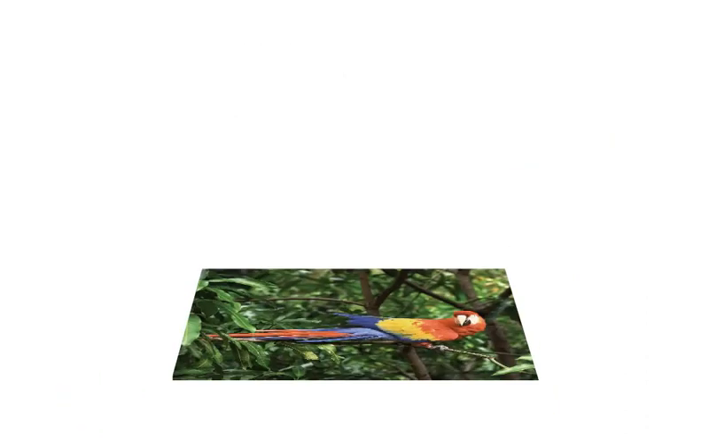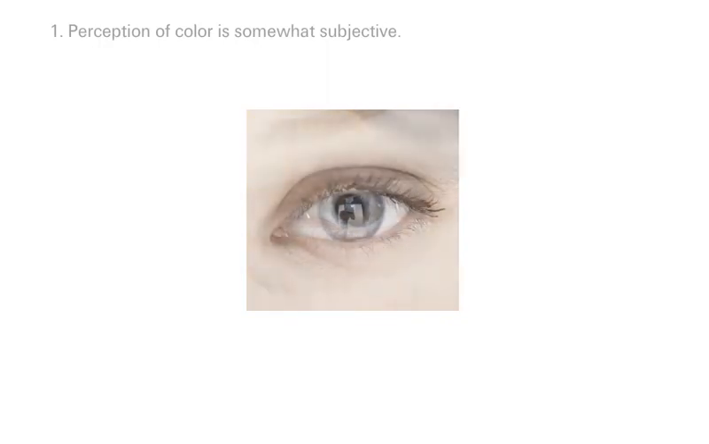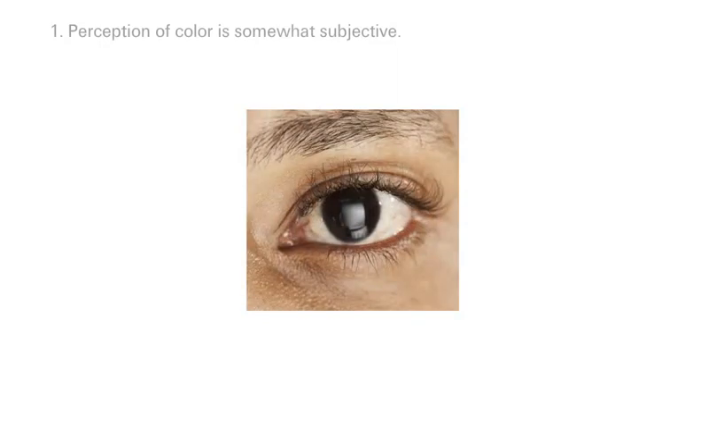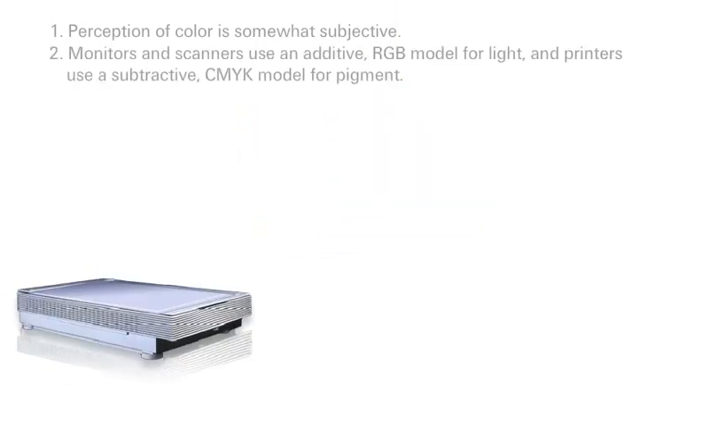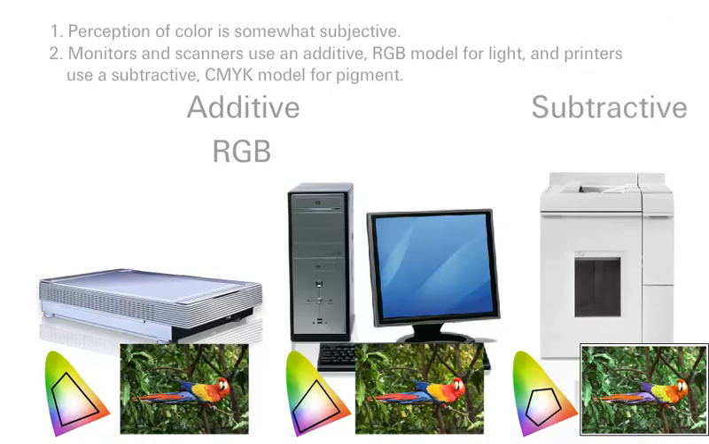Now you should have a much better understanding of the complexities of the color printing process to know exactly where color can go astray. Let's review the specific stages in the printing process where color is approved, manipulated, converted, and viewed. Perception of color is somewhat subjective. Mood, age, capability of the eye, cultural and psychological factors all affect how we see colors. Scanners, monitors, and printers use different models for creating color. Monitors and scanners use an additive RGB model for light, and printers use a subtractive CMYK model for pigment.